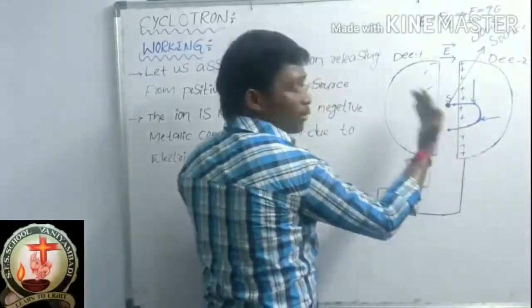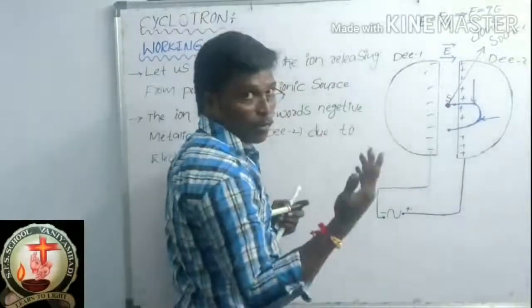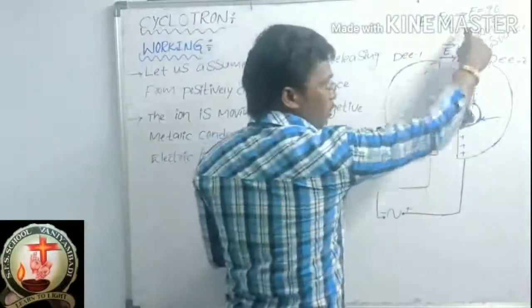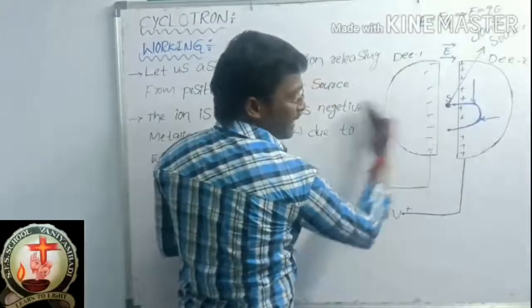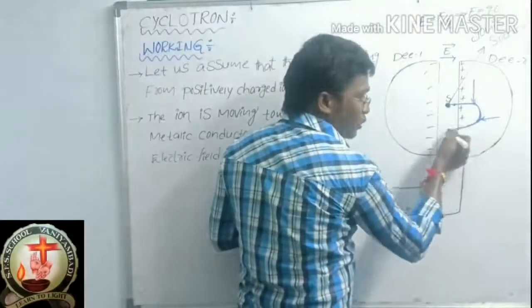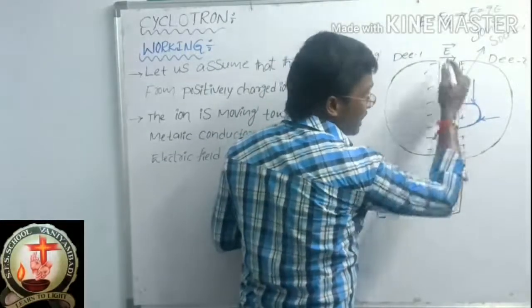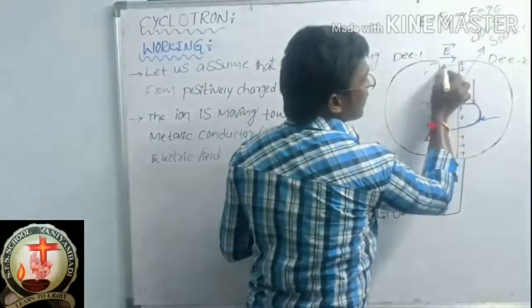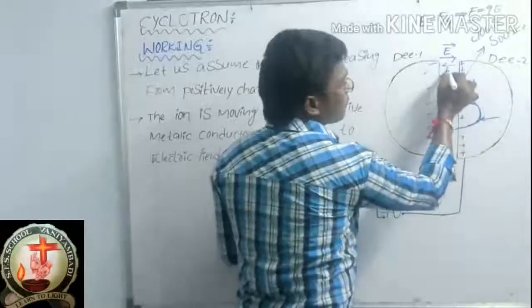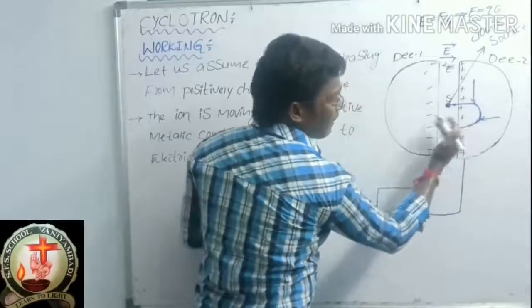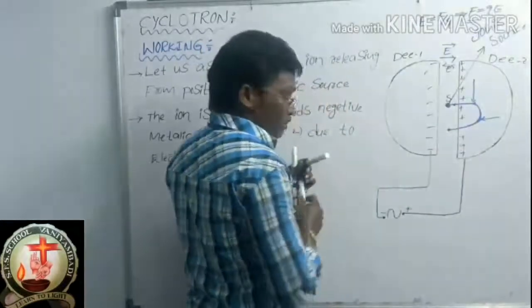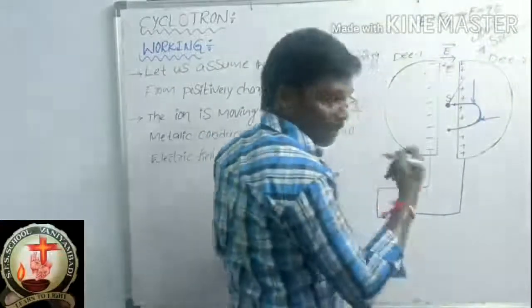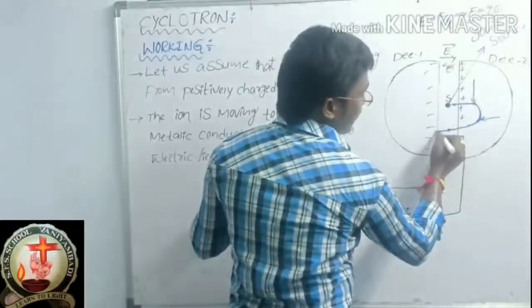In between the positive terminal and negative terminal, what will flow? Electric field. That means electric force. So again the force will act in this direction. That force will act on this charged particle. What is the electric field direction now? This direction. So that electric field will act on this charged particle. Due to that electric field or electric force, it will move again and enter into this region.